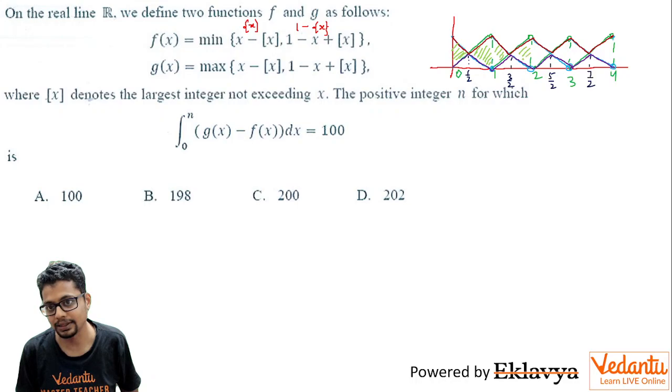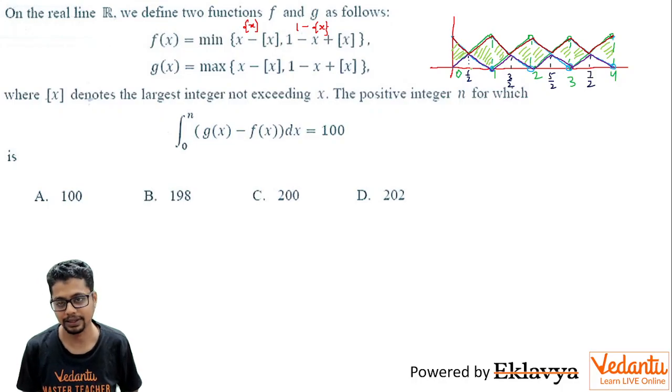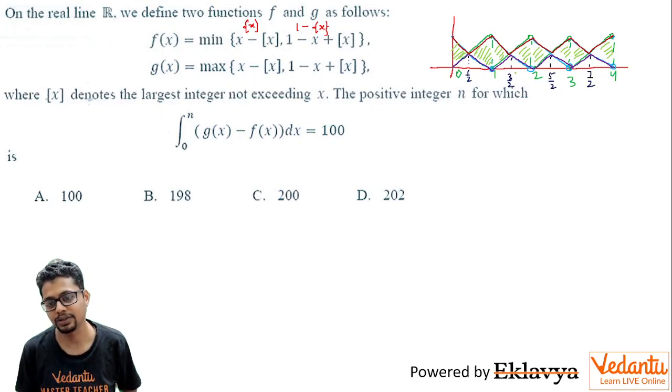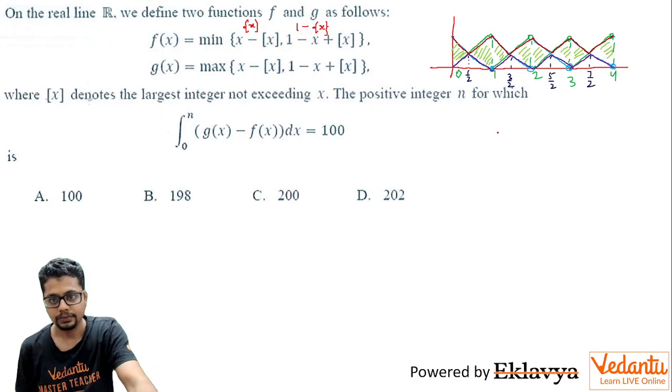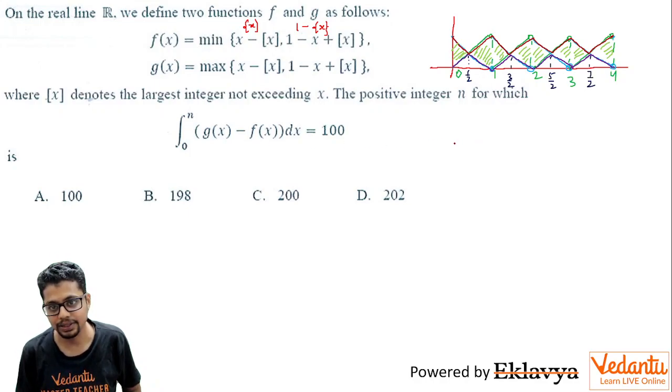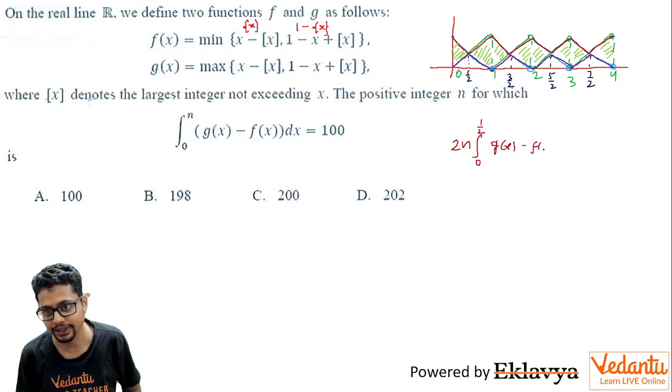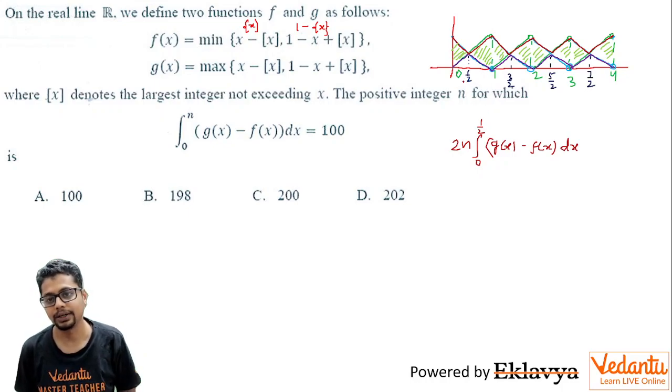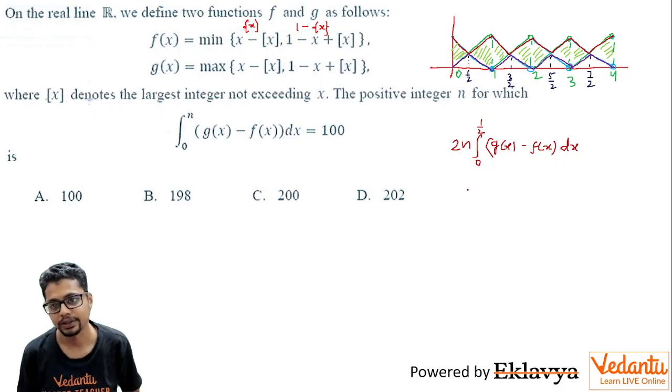Similarly this area, so you can clearly see there is repetition. Overall you may say the value of the integral of g(x) minus f(x) dx from 0 to 1/2 is the same as that from 1/2 to 1, the same as that from 1 to 3/2, and so on and so forth. So you can say that this integral is essentially 2n times the integral from 0 to 1/2 of g(x) minus f(x) dx, because you are getting the same value in every interval of half as such: 0 to 1/2, 1/2 to 1, and so on and so forth.